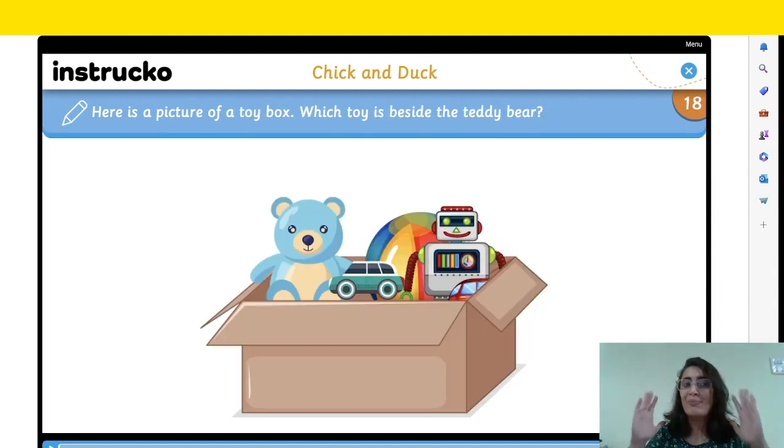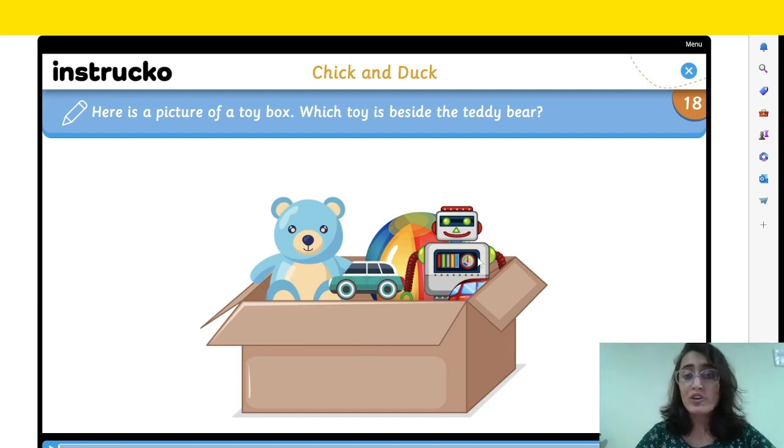Oh, here we have a box full of toys, and there are 4 toys that are visible to us, right? First is the teddy bear, second is the car, third is the ball, and fourth is the robot. Now the question is asking us, which toy is beside the teddy bear? Now tell me, which toy is beside the teddy bear? See, you cannot say it's the ball. Why? Why can you not say it's the ball? See, because the car is coming in between the ball and the teddy bear, right? So, the ball is definitely not beside the teddy bear.